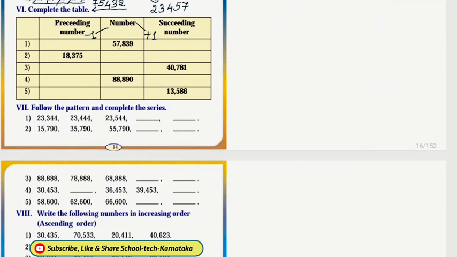So our given number is 57,839. If we want to find the preceding number, we subtract 1 from this number. So if we subtract 1, we get 9 minus 1 is 8. This is 3, 8, 7 and 5. It is 57,838.